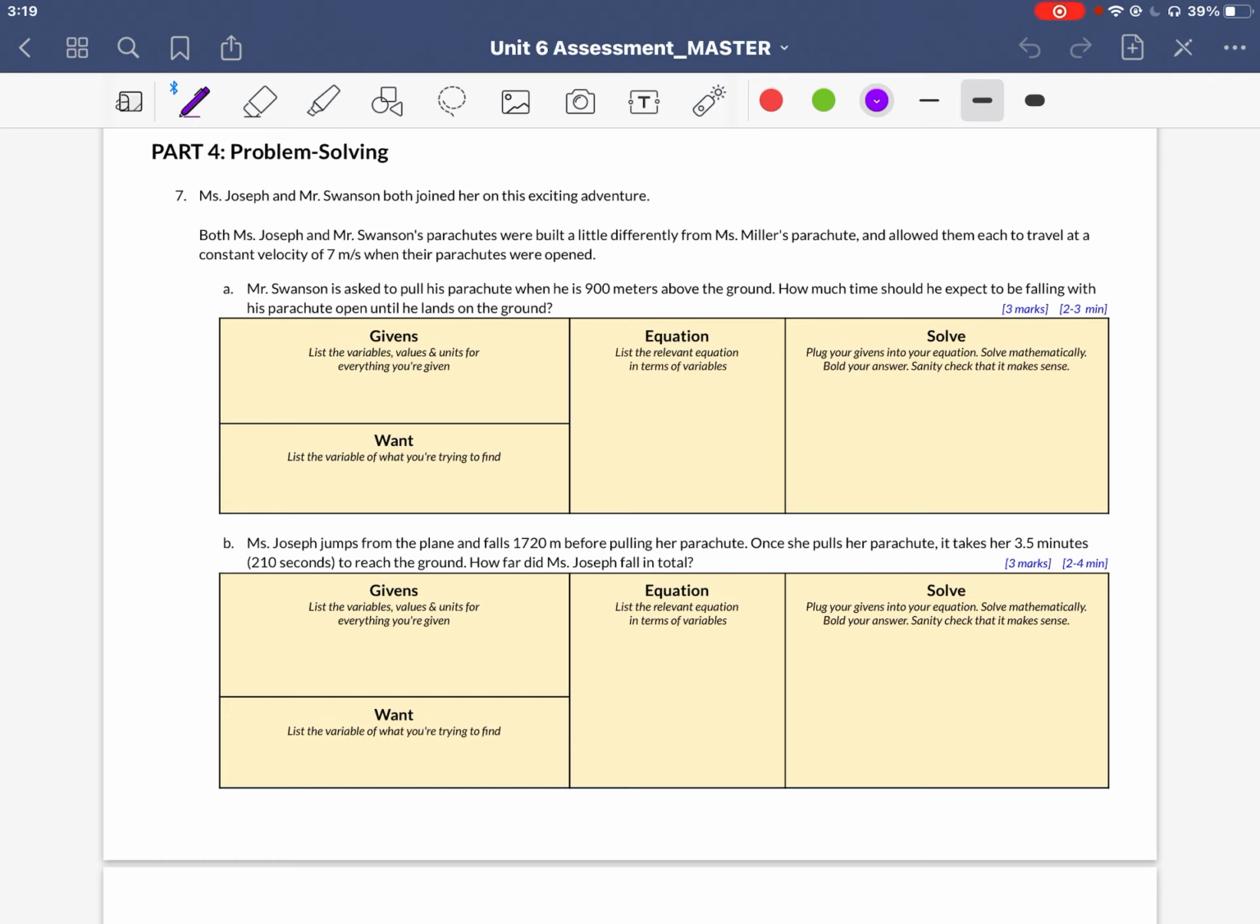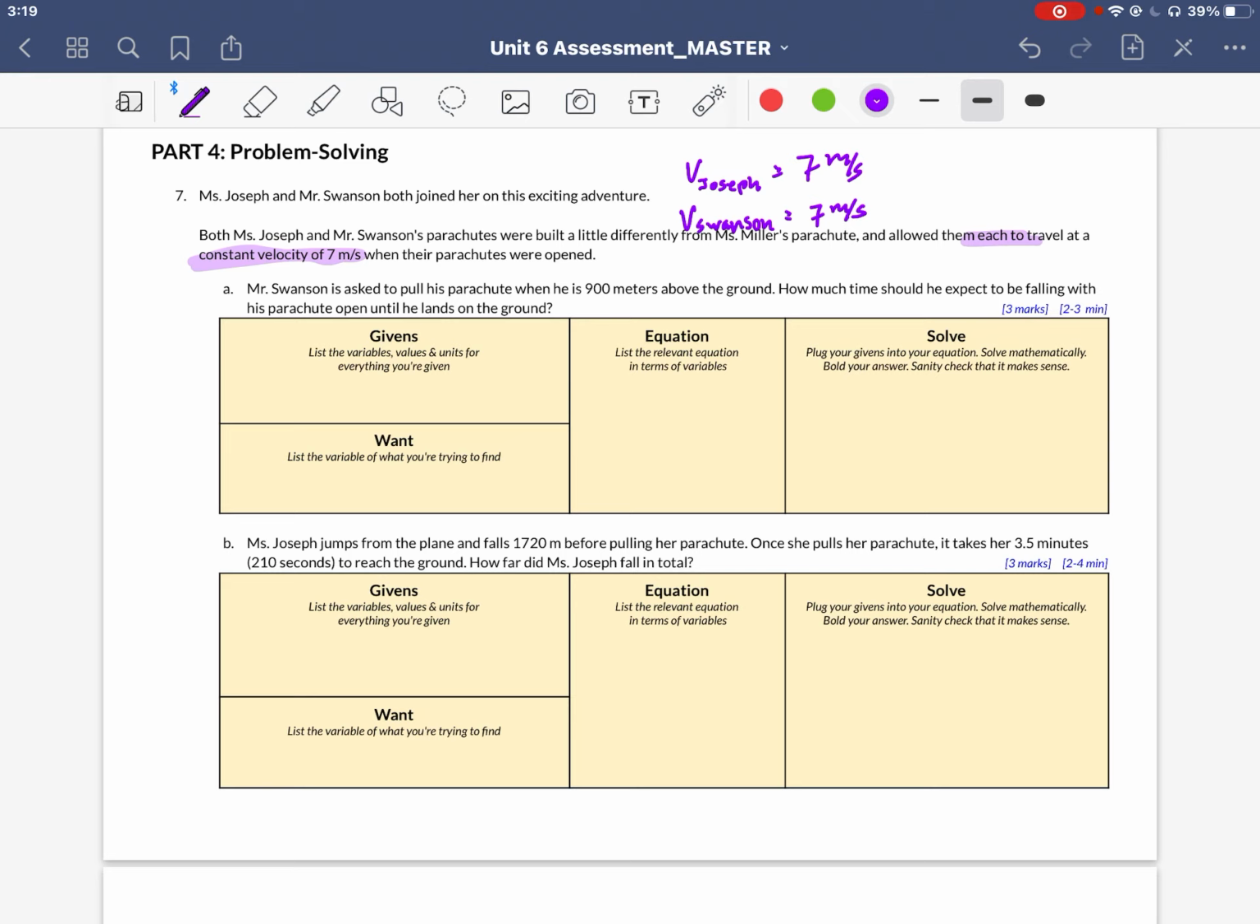Both Miss Joseph and Mr. Swanson's parachutes were built a little differently from Miss Miller's parachute and allowed them each to travel at a constant velocity of 7 meters per second. So that tells me that for all of these problems in number 7, V for Ms. Joseph will be 7 meters per second, and V for Mr. Swanson will be 7 meters per second. All right, great.